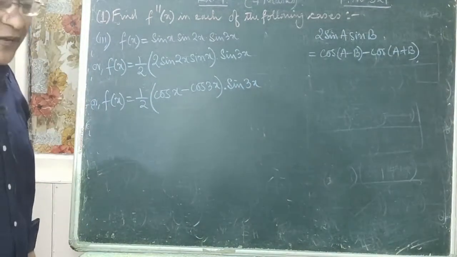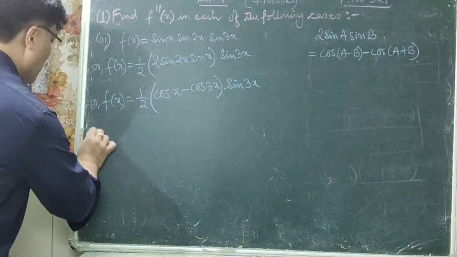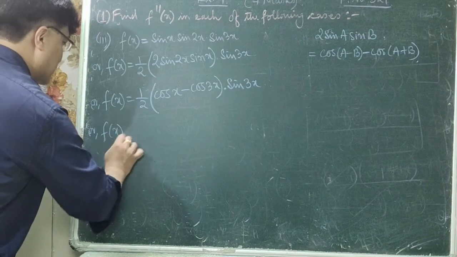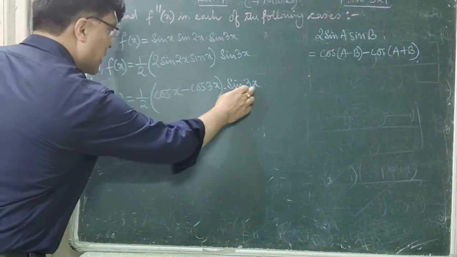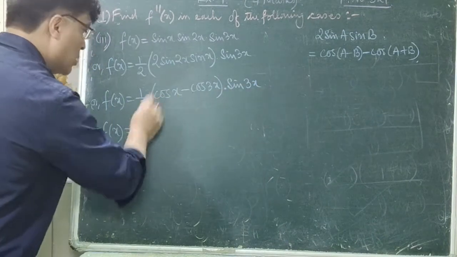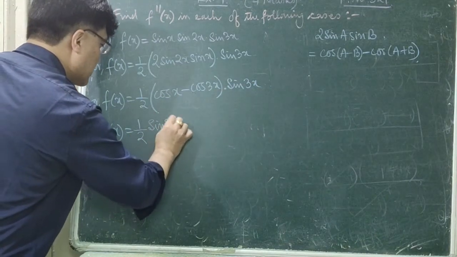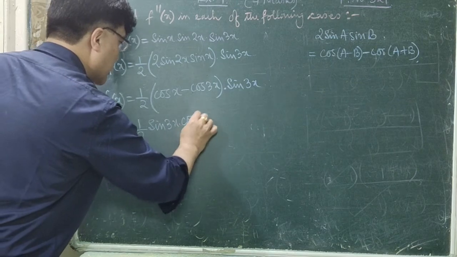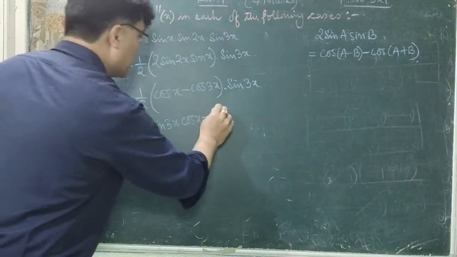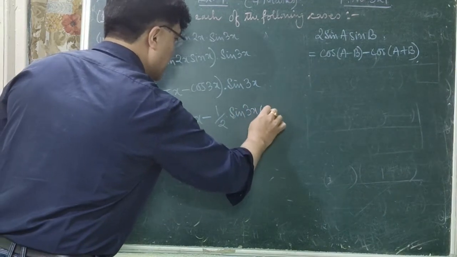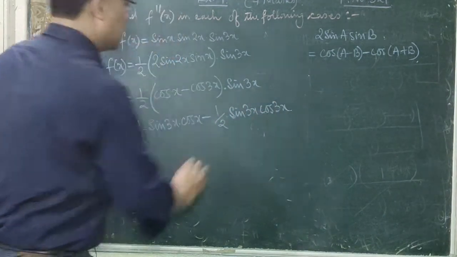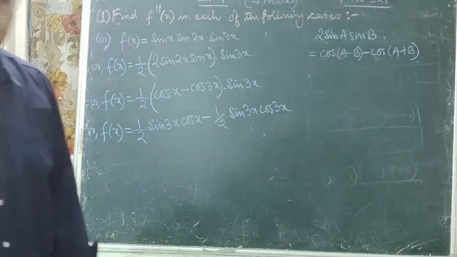Now we can simplify it, multiply them. Or f of x is equal to, now this is half, multiply them, sine 3x, 3x is greater than x, so write first sine 3x into cos x minus, then you have to write half into, this is your sine 3x into cos 3x. So I think you have understood it.